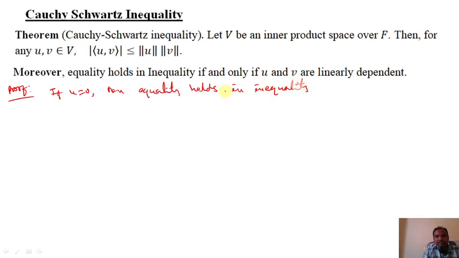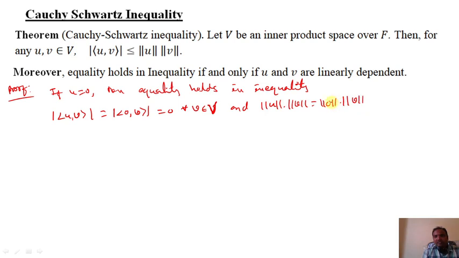That equality holds. Case one: if u equals 0, what is the modulus of the inner product ⟨u, v⟩? It is equal to |⟨u, v⟩| = 0, where v is any vector, so this is 0 for all v belonging to V. And if you take the norm of u times the norm of v, since u is the zero vector, that means 0 times norm v. Norm 0 means 0, and 0 times norm v means 0. Therefore ⟨u, v⟩ equals norm u times norm v. If any vector is 0, it holds.